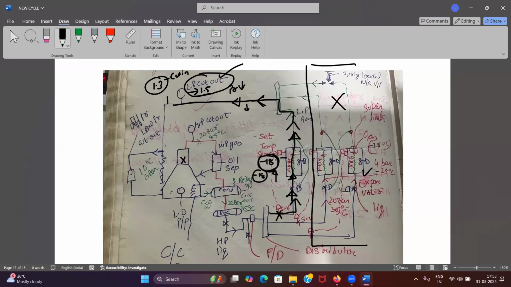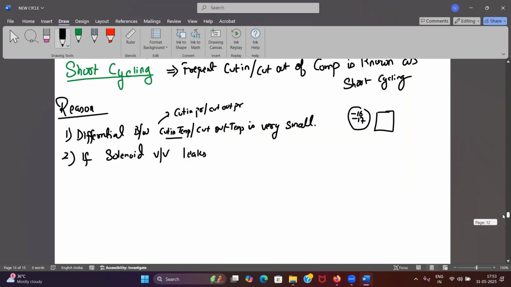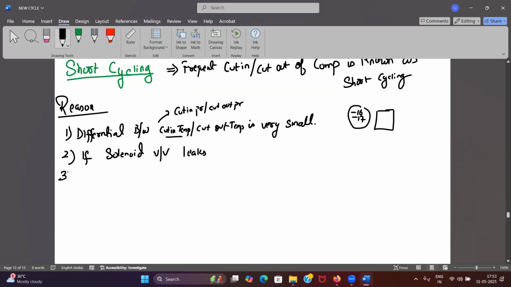And again at cut-in pressure, as soon as your pressure comes, it will start my compressor. LP cutout is auto reset. Once it senses that my refrigerant is coming back, it will again give a signal to cut in my compressor. So this is how solenoid valve leaks will give rise to short cycling, if the solenoid valve is leaking or not closing, all those things. But leaking will be much better.